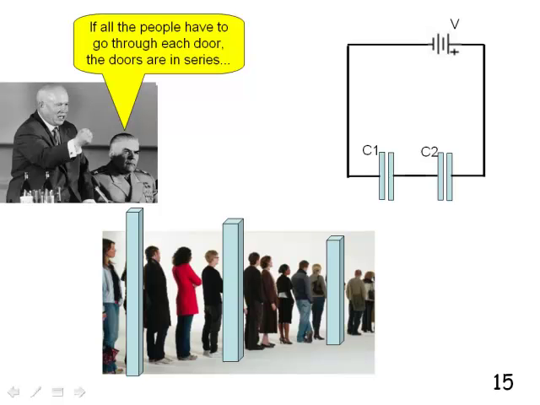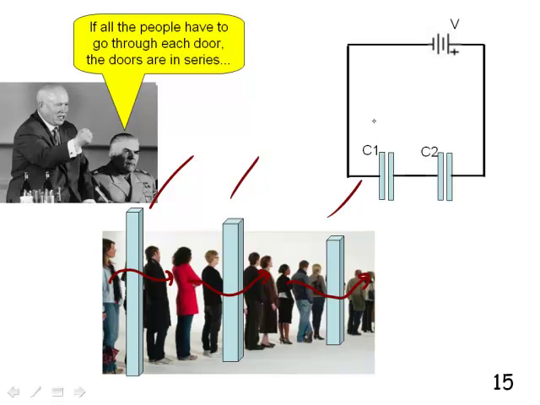Here's a nice analogy for you. Here are all these people waiting in line, and every person that goes through one door has to then go through the next door, and then they also have to go through that third door. So I would say that these three doors are all in series with one another. Our analogy for series is the doors: if you go through one, you have to go through another.